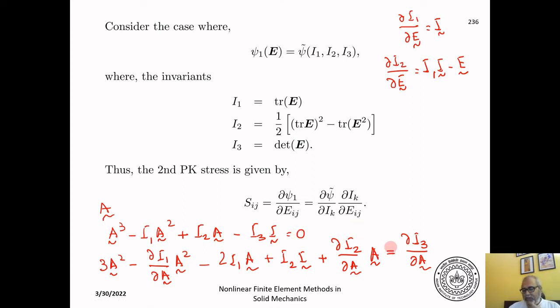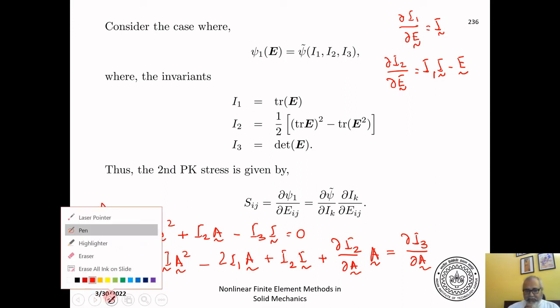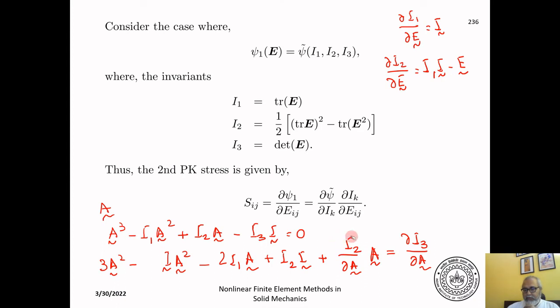I is a constant, so it does not get affected by the derivative, and this is a matrix, so I have absorbed the I into this and written it as ∂I3/∂A only. Now what we will have to do is replace these things by the relations that we have already got. So this we know is I, and then this one has to be replaced by I1 I minus A.